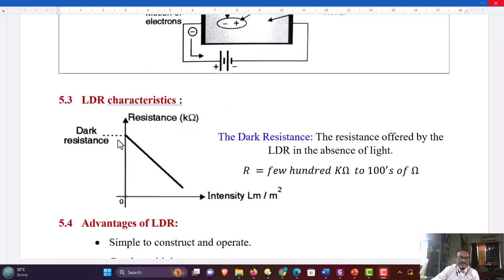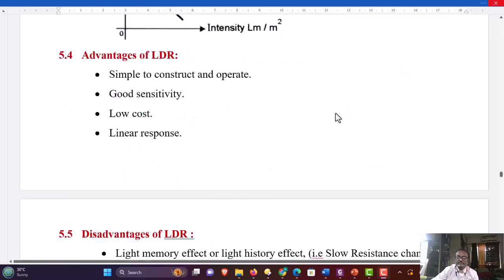When the sensor is in dark, meaning no light is falling on the sensor, the resistance is maximum. When the light intensity is increased, the resistance of the sensor is decreasing, and it changes from hundreds of kilo ohm to a few hundreds of ohm practically.